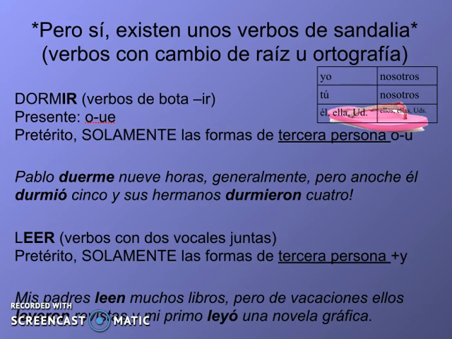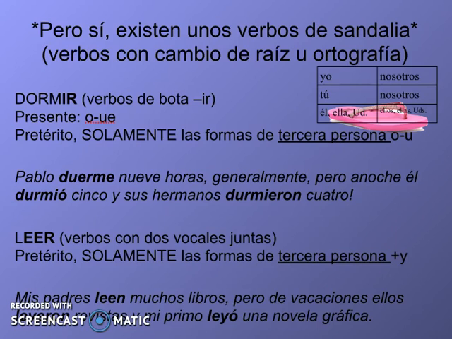I'm just going to focus on a couple of the main ones right here, and then your little reference sheet has others. So dormir, there's a spelling change in the third person. The O changes to a U, not a UE like the present tense, but an U. So Pablo duerme 9 horas generalmente. He usually sleeps 9 hours, pero anoche durmió 5. So durmió is just a little tiny change to the stem. And same with the ellos form. Sus hermanos durmieron 4. So dormir, sentir, pedir, these are some other verbs that act this way.